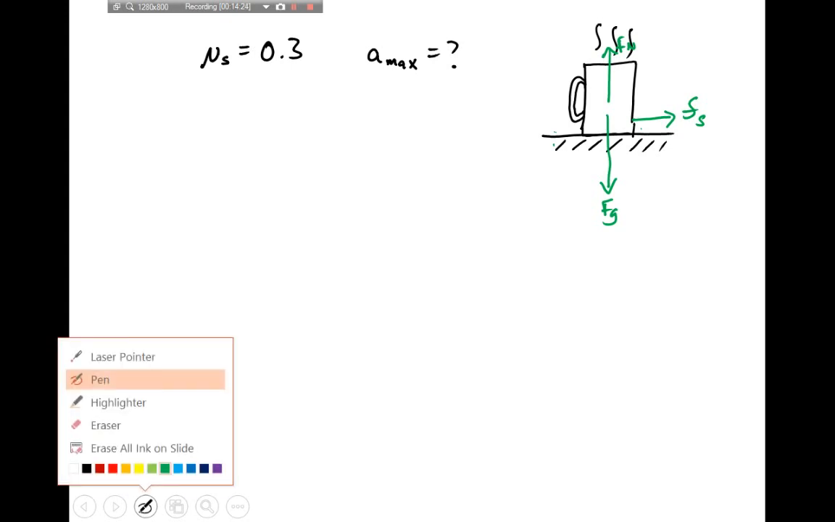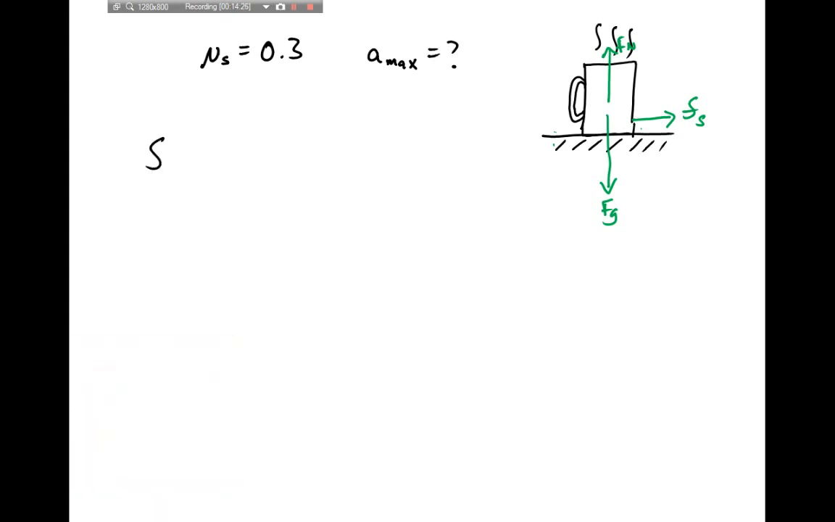So the maximum frictional force we know is equal to mu sub s times the normal force, and what we're trying to solve for is what that maximum acceleration is that the static frictional force can exert, or can cause.